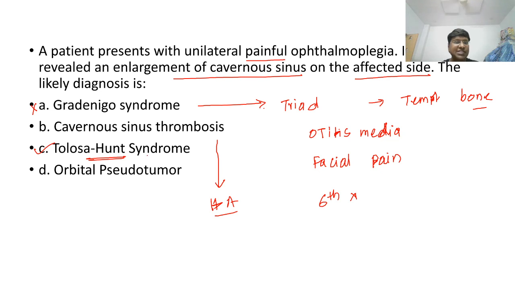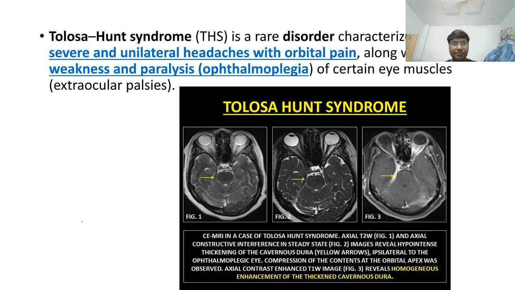Now, why is it Tolosa-Hunt syndrome? Let me explain. First, you should know what Tolosa-Hunt syndrome is. It is one of the rare disorders. The manifestations are headache with orbital pain. The ophthalmoplegia in your question is nothing but the orbital pain, and they will also have paralysis of the extraocular muscles.